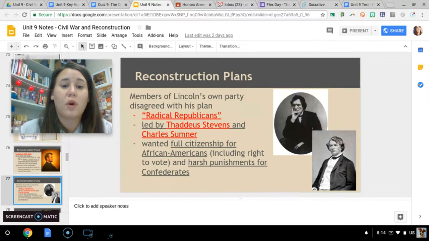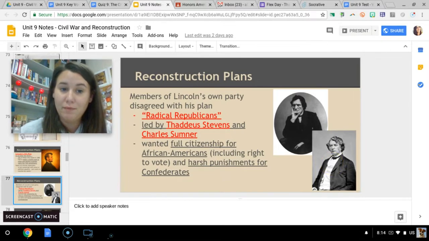Members of Lincoln's own party disagreed with his plan. There was a group in Congress called the Radical Republicans. So this was a small group. They were not the majority. However, they were an important influence during Reconstruction. The Radical Republicans were led by Thaddeus Stevens and Charles Sumner.